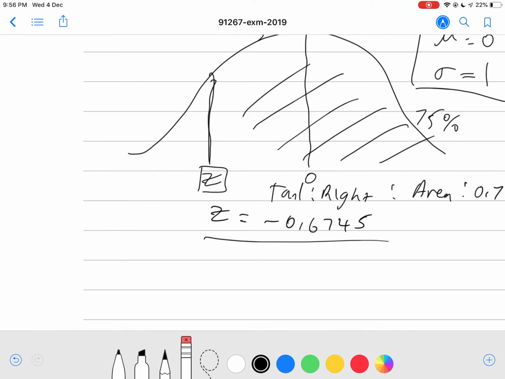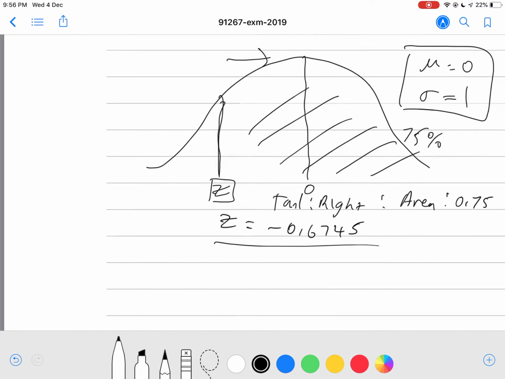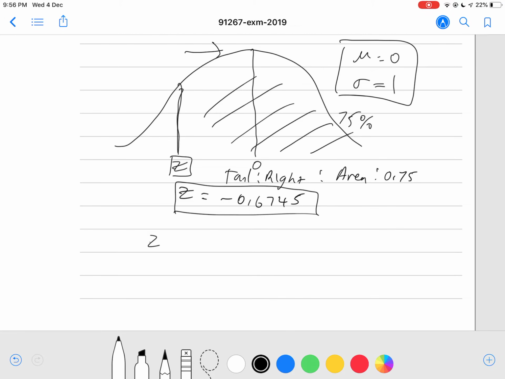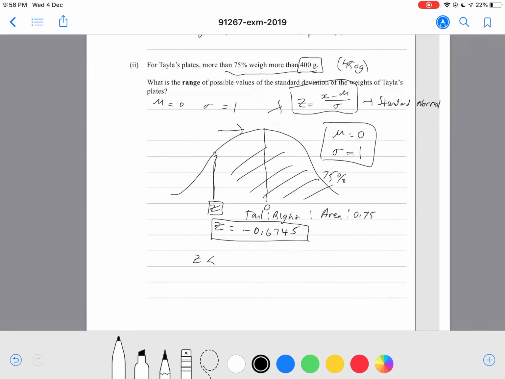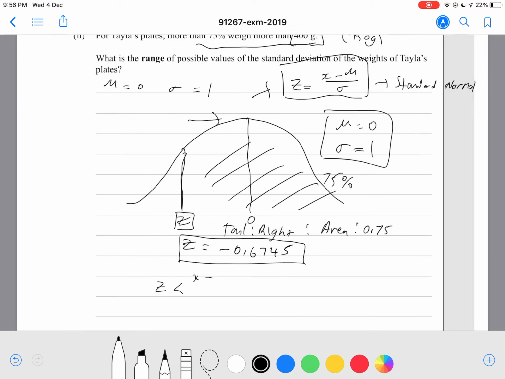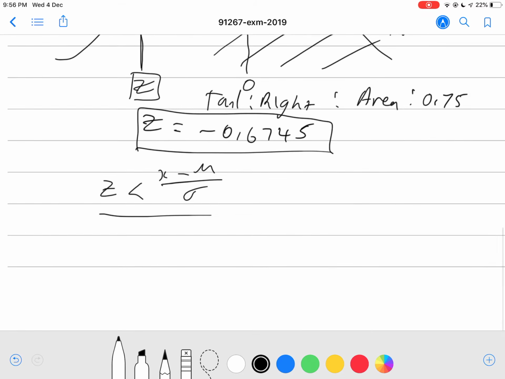So how is that relevant? That's relevant because in terms of this formula, our z value has to be at least this number. So it can be anywhere less than this number and it will still fulfill the requirements. So actually in this question, we'll be using z is less than x minus mean over standard deviation. So that will be the formula we'll use to find the range. So okay, now we can plug in our numbers.